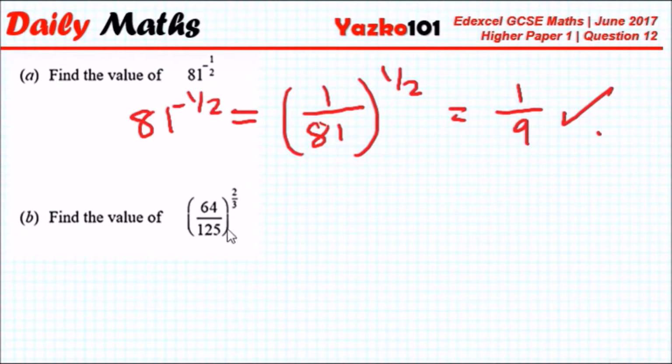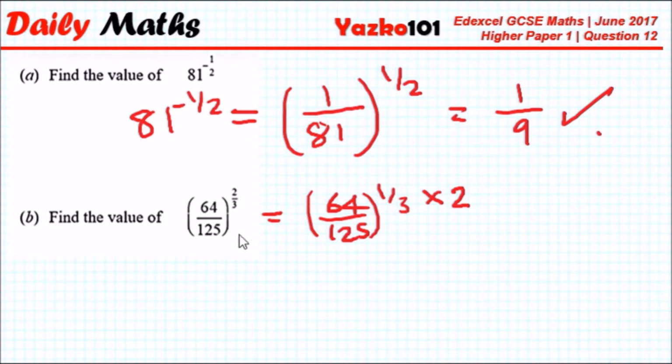We've got 64 over 125 all to the power of 2/3. Same thing applies, except before we get there, let's rewrite this as two things, yeah? We can say 64 over 125 to the power of a third, because it's 2/3, and then 2/3 can be written as a third times 2. So once we take the third root, then we can square it, yeah? So we can write like this. Do this step first and then square it next.